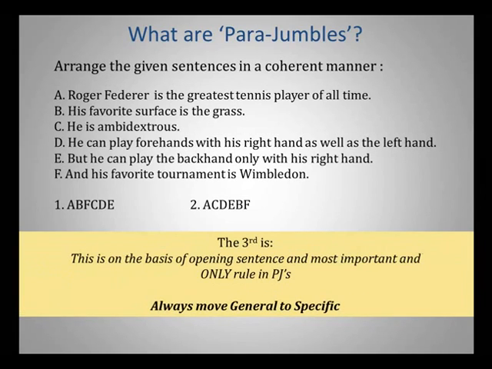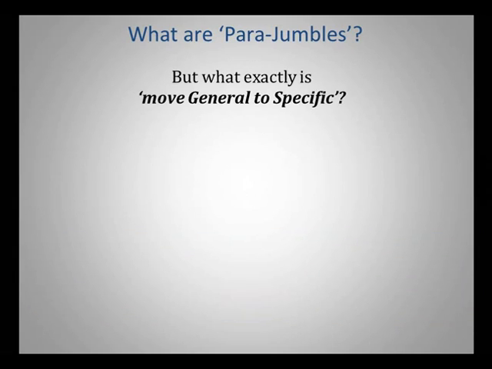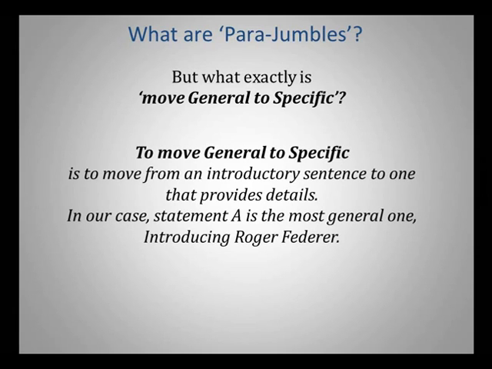The third thing here is, this is on the basis of opening sentence, and most important and only rule that applies in parajumbles. Always move general to specific. Now let's understand what is this general to specific thing. Moving from general to specific means to move from an introductory sentence to one that is detail oriented. In our case, the statement A is more general one since it introduces Roger Federer.